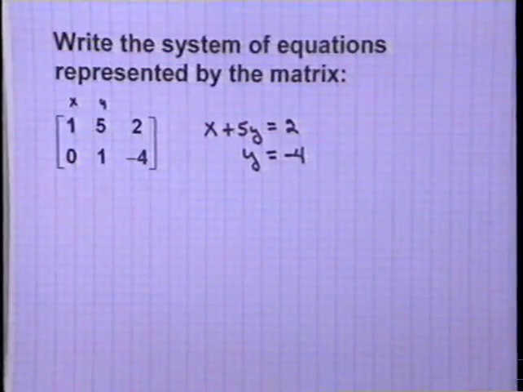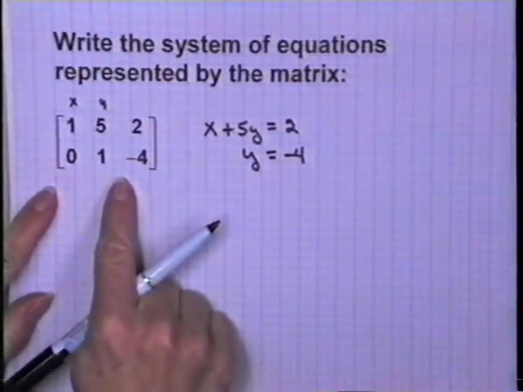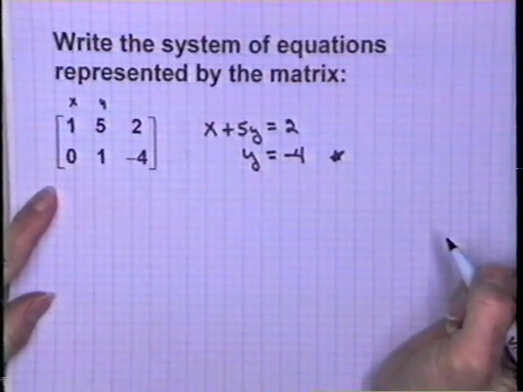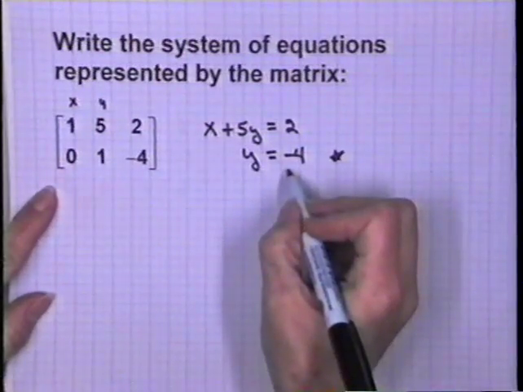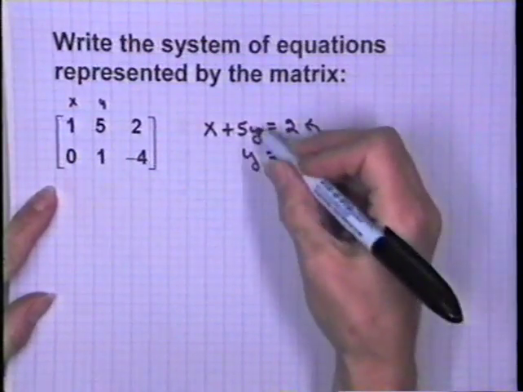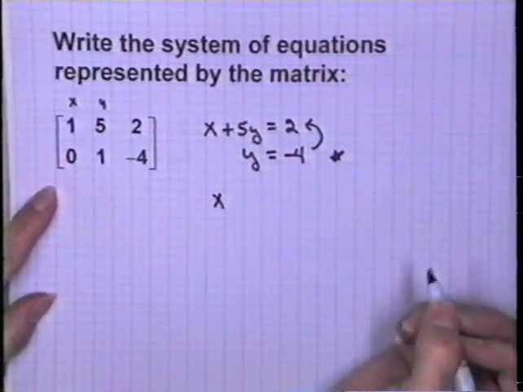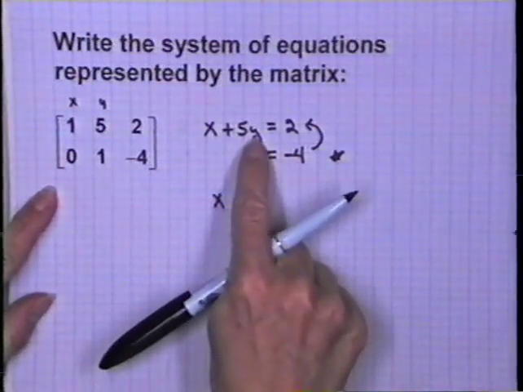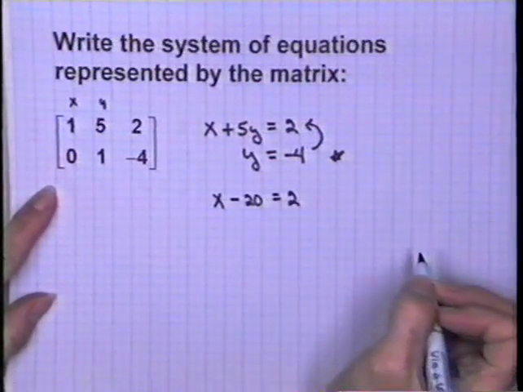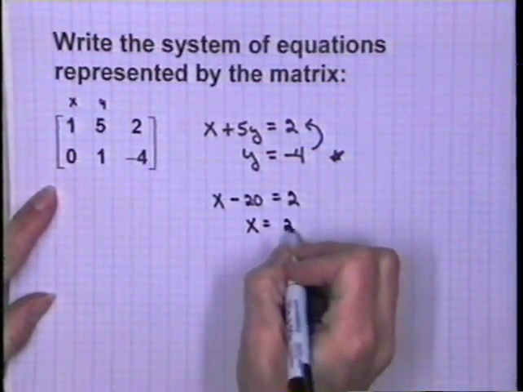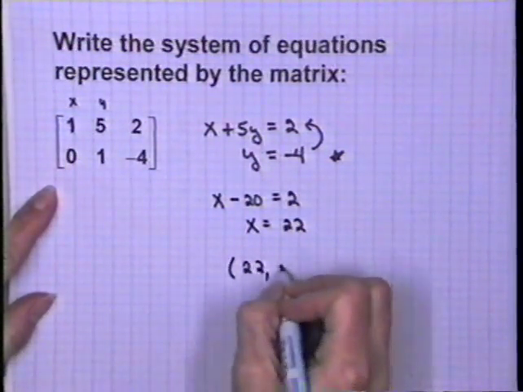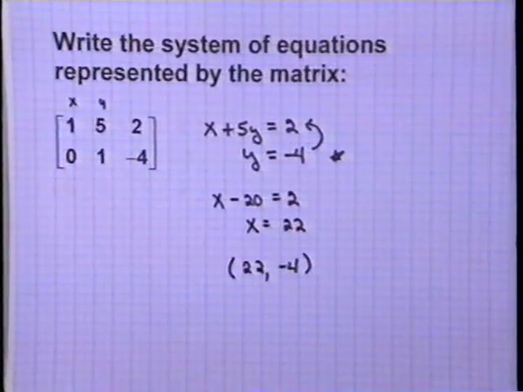Now I want you to notice something about this system of equations that I've written. Notice this second equation is solved for y. I already know what the value of y is. Since I know y, I could do what we call a back substitution. Go up to this equation and substitute y in. If I do that, I have x. If y is negative 4, 5 times negative 4 would be negative 20. This is equal to 2. And then notice that allows me to solve for x by adding 20 to both sides. So I have a solution. x is 22 and y is negative 4.